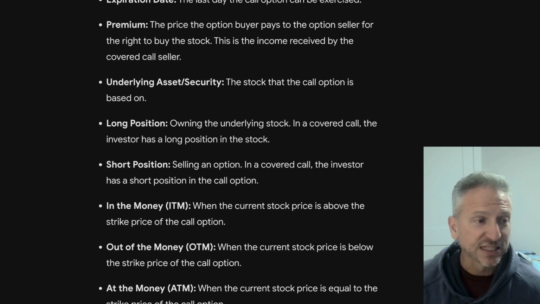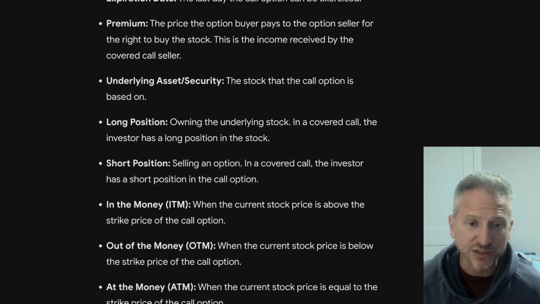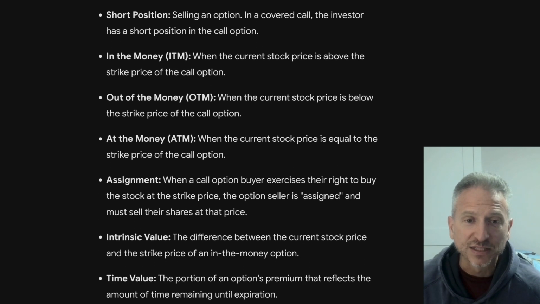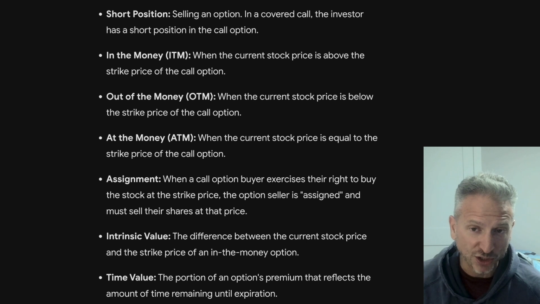Long and short position just talks about how you would view a covered call from the different positions you're in, so you don't have to worry about that as a beginner. If you want to later, come back to that. That's okay. And in the money just says that when the current stock price is above the strike price of the call option, it's called in the money. It's out of the money when the current stock price is below the strike price of the call option.